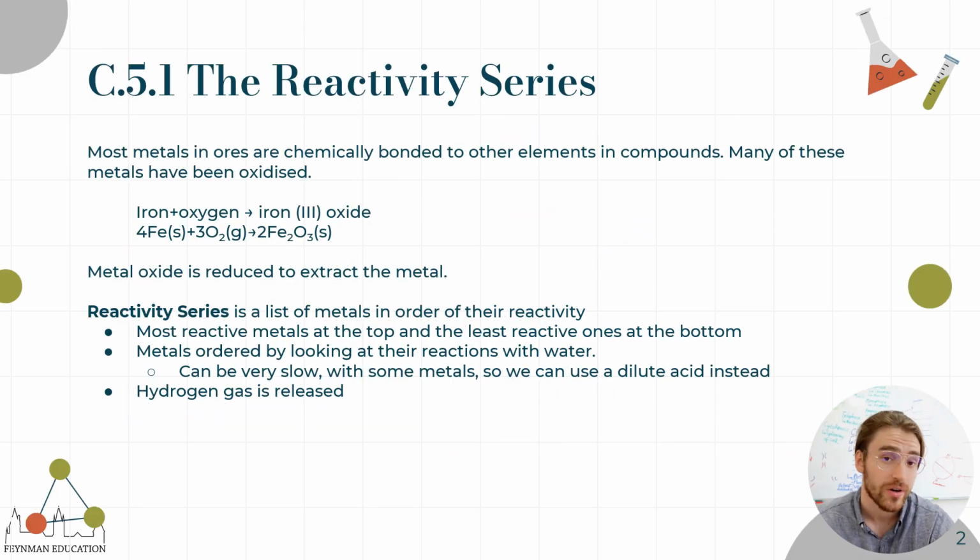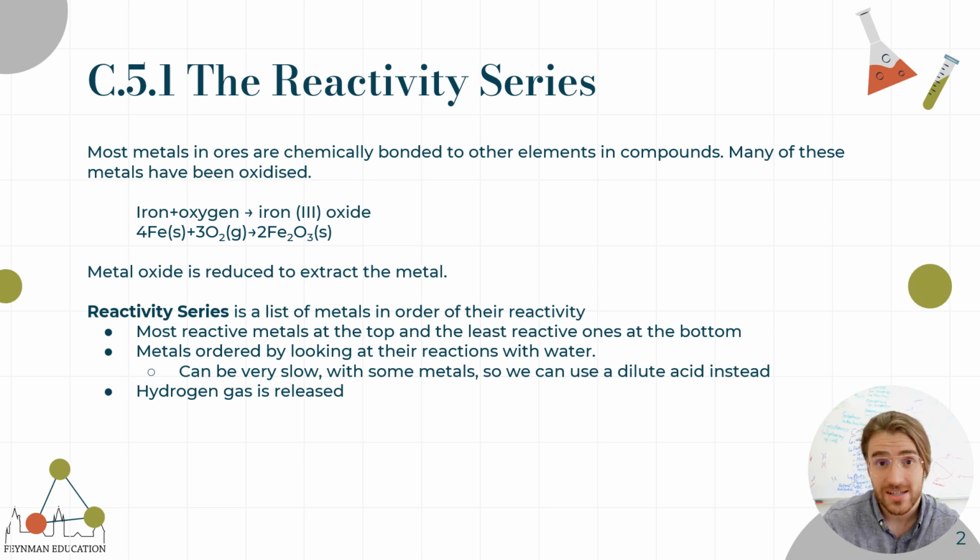Okay, so let's start with what a reactivity series is. Most metals are in the form of ores, and this means that they are chemically bonded compounds. So it's going to be a metal bonded with another element. Many of these metals have been oxidized, usually, meaning that they have an oxygen bonded to them, something like rusting, the creation of iron oxide. A metal oxide is reduced to extract the metal, and we're going to go over exactly how that happens in the next slide.